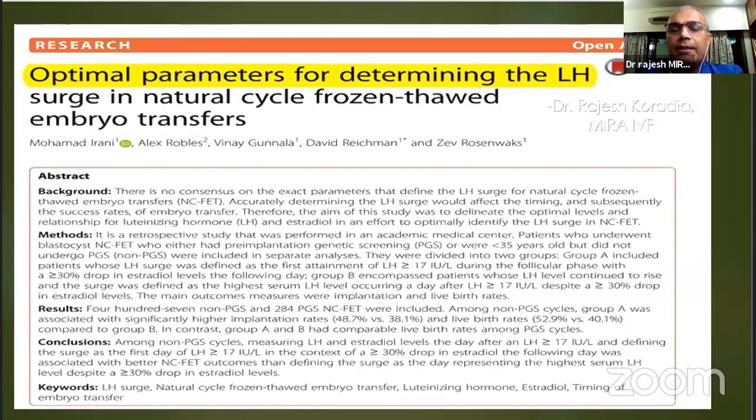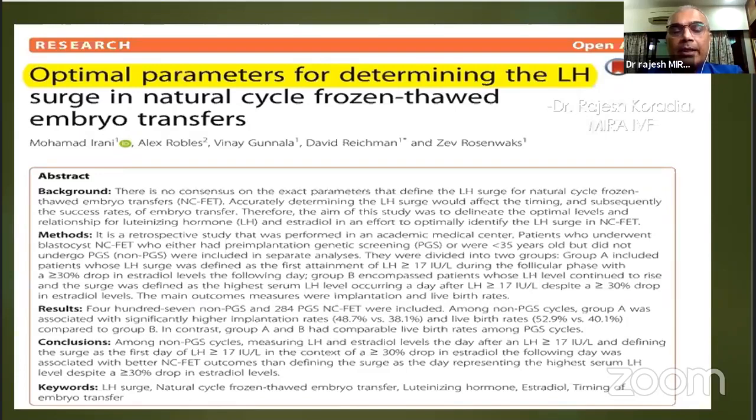The day on which the serum LH level is more than 17. Next day also, suppose it is 20. The first day LH more than 17, the estradiol level was, say, for example, 300. Next day, LH level 22, and estradiol level, say, 200. So there is a fall of more than 30% of the estradiol level, but the LH level is high. So this high LH level, which is 22, should not be considered as the day of LH surge. But the LH surge should be considered on the previous day.